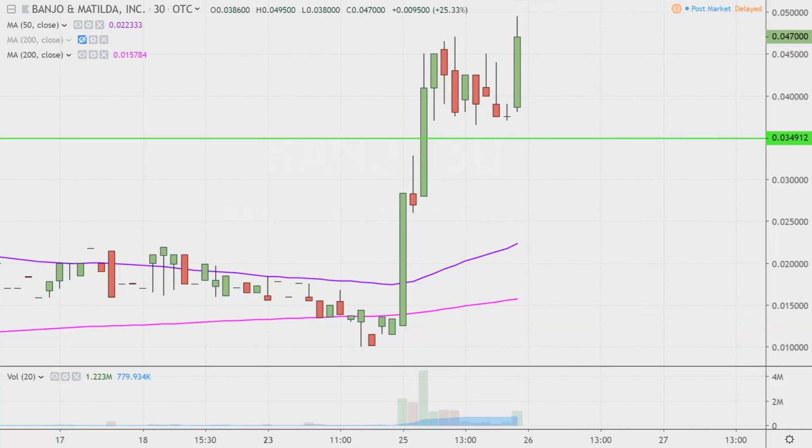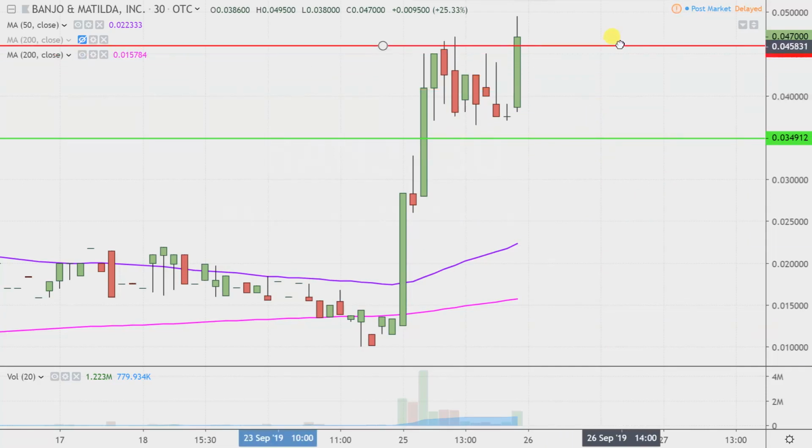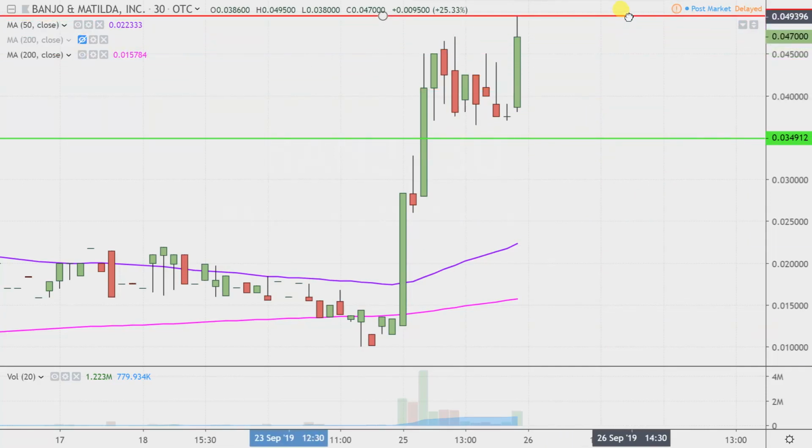What about levels of resistance? The key level of resistance right now is going to be right up there. Nothing fancy at all, other than where the party finally stopped today at 0.05. So 0.05 is where the sellers finally stepped in during that final 30 minutes. So that'll be the key battleground going forward.